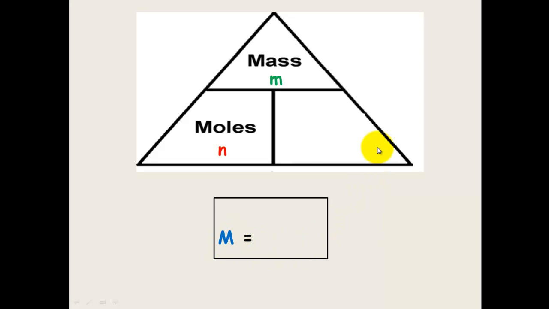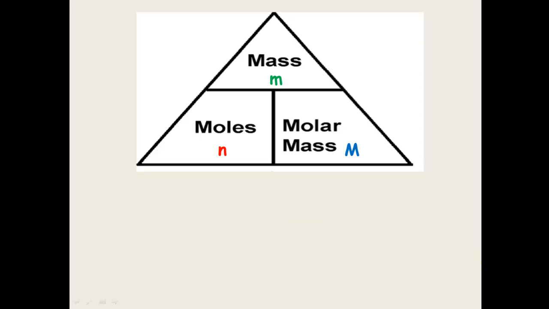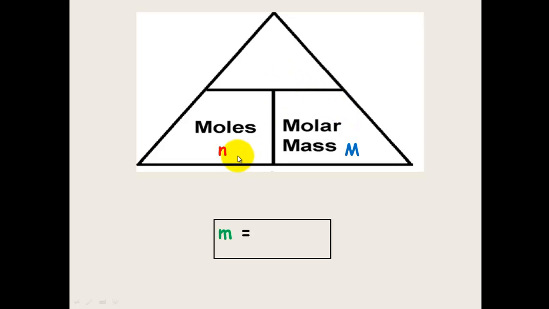Cover molar mass and it equals little m on n. And last but not least, let's work out what mass equals. So we cover mass in the triangle. These two are on the same level, so we need to multiply them. So it equals n times M.